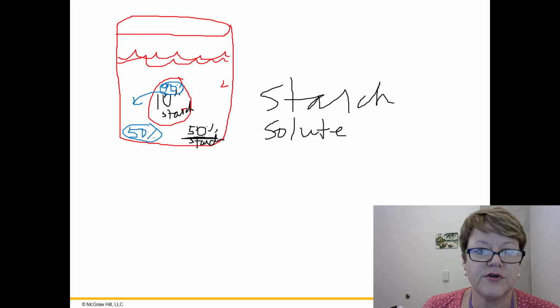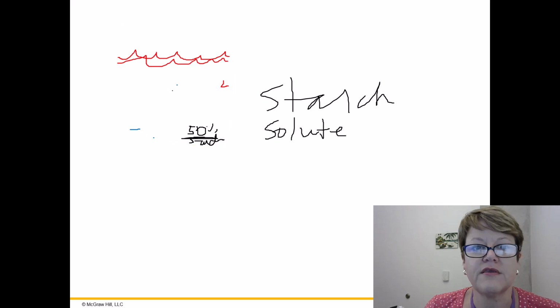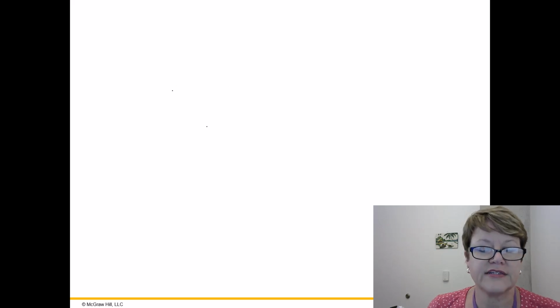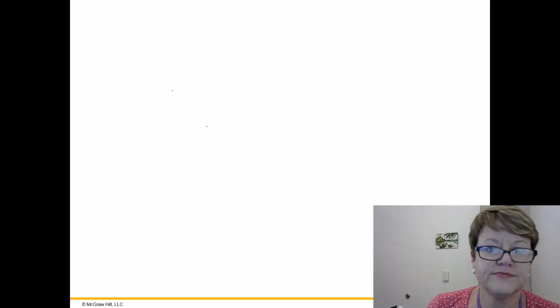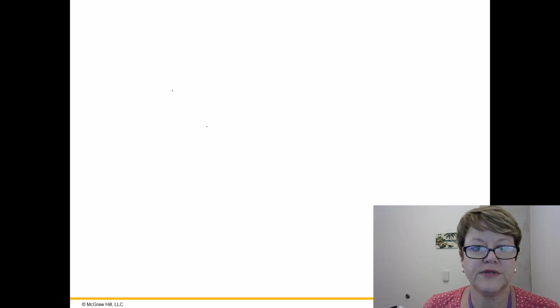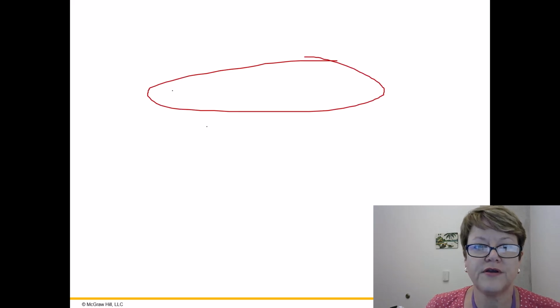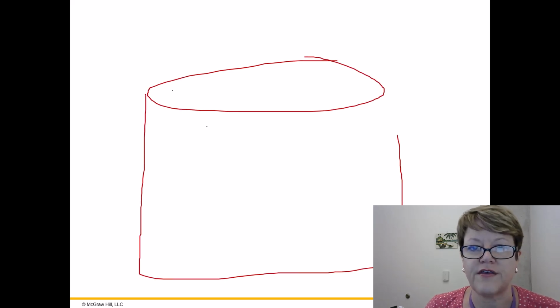All right, let's set up another one. Let me erase all that, see if I can do it without. Okay, let's just get rid of all of it. Another beaker question. Practice. All right, let me get my pen colors. Let me make my beaker bigger here. Here's another beaker. Here's a cell.